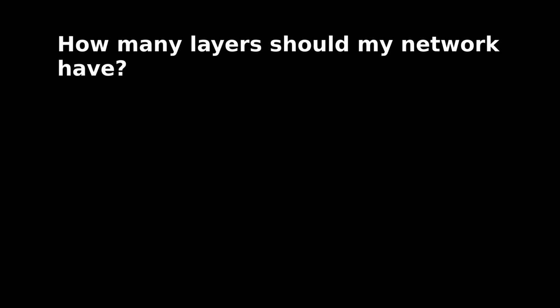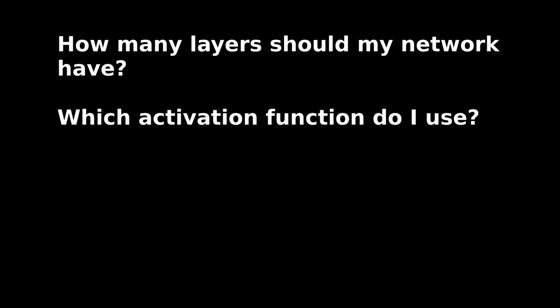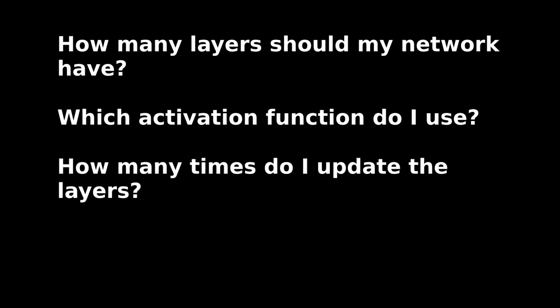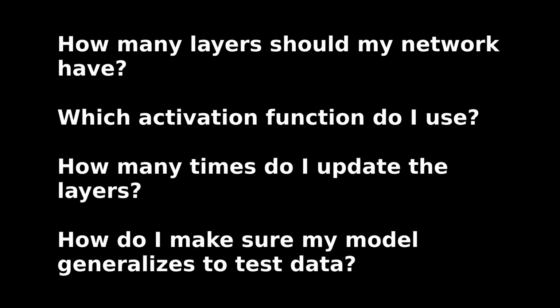Once you're satisfied with your model's accuracy on the training set, you run some test vectors through it and see how it does. Now, maybe throughout this video you've asked yourself, how many layers should my network have? Which activation function do I use? How many times do I update the layers? How do I make sure my model generalizes to test data? There are currently no firm answers for any of these questions. Maybe you can find them, because answering these questions and others is necessary to understanding and interpreting neural networks.